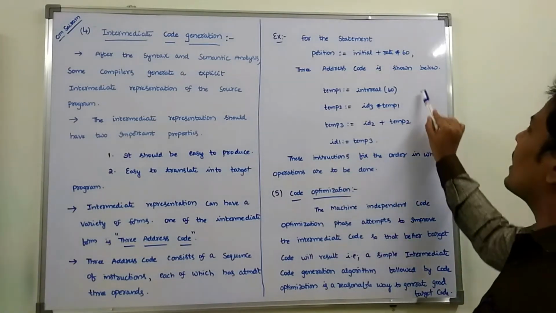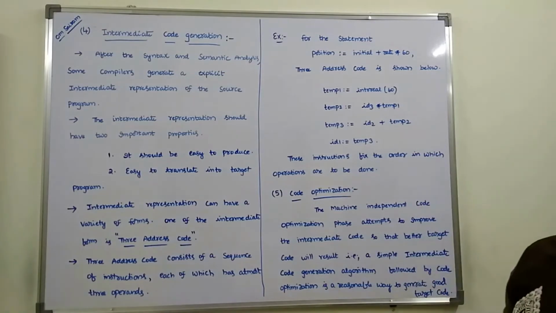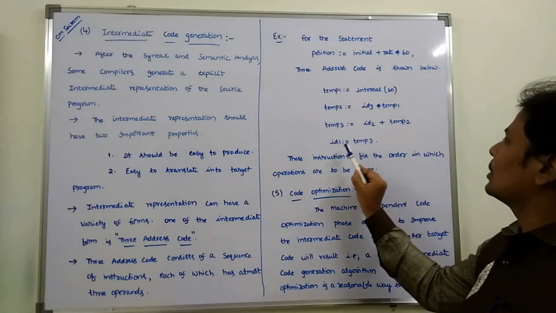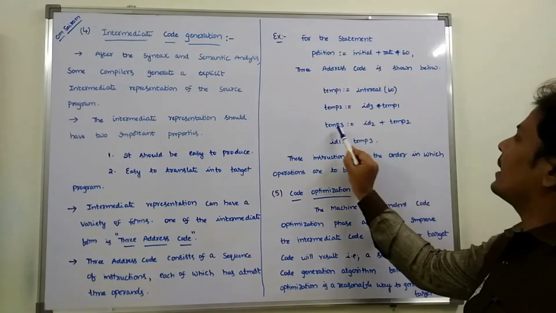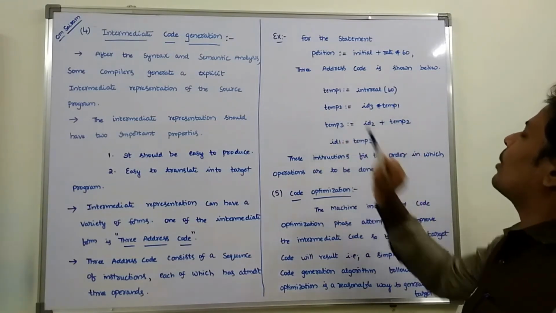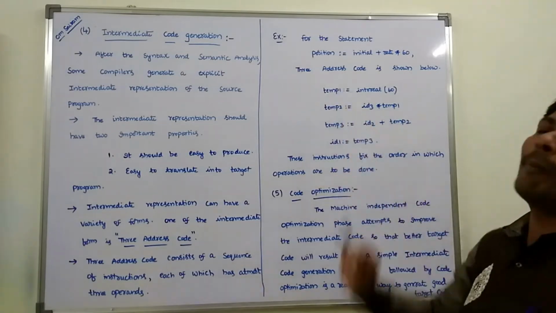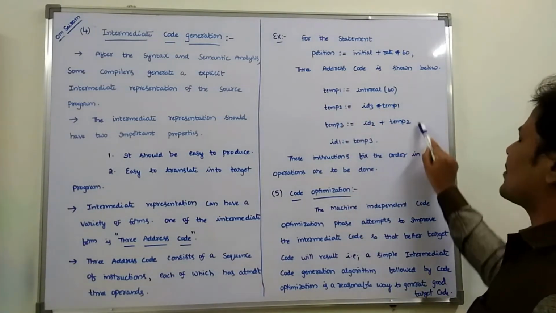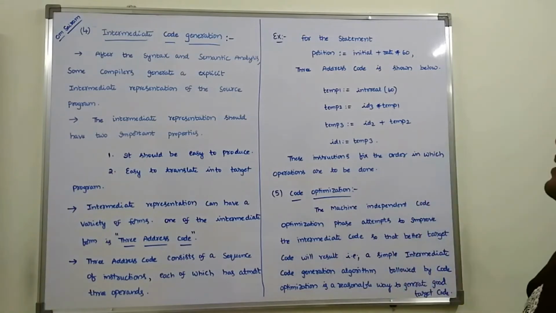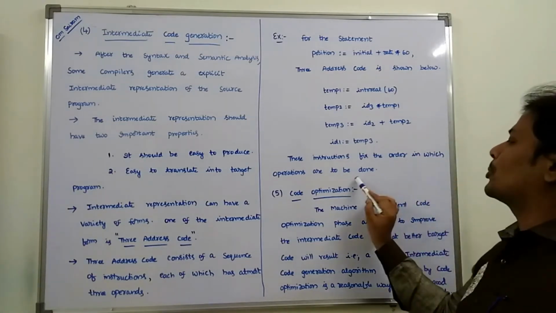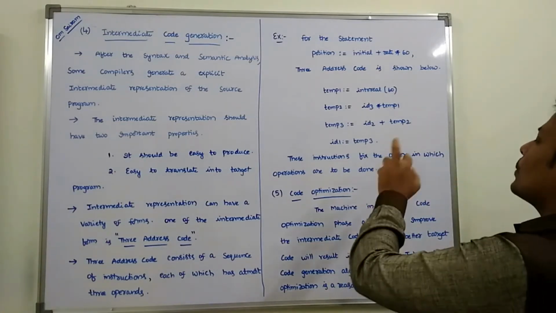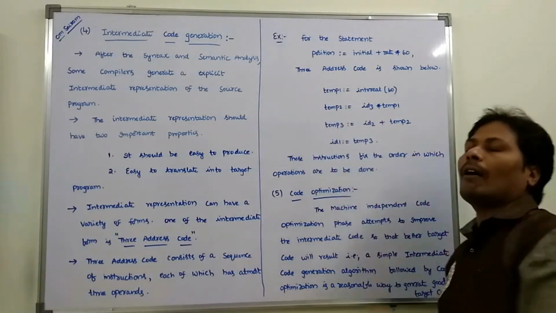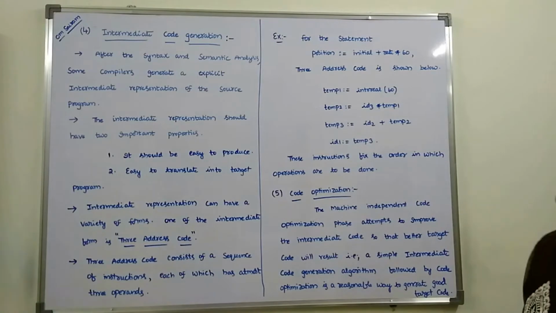So each and every instruction can have at most 3 operands. So here 2 operands are there, here 3 operands are there, here 3 operands are there, here 2 operands are there. Okay. So these instructions fix the order in which operations are to be done. Here we have to fix the order in which operations are to be done.